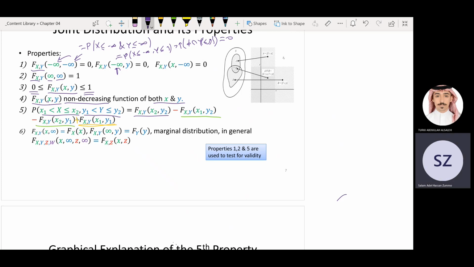Now if I put infinity at one of them, if I put infinity here, what is f(x, y) at any x and y equal infinity? What is this equal to? f(x, y) at any x, however infinity at y. What is this equal to?